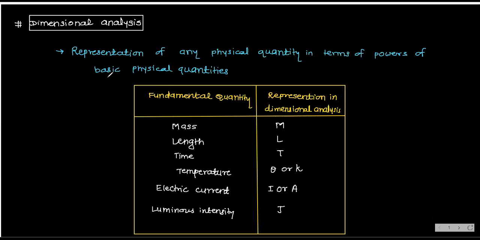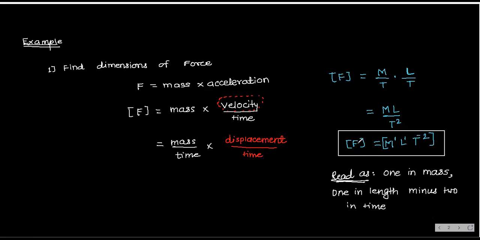Let's go back here. See, what is the definition now? Representation of any physical quantity in terms of powers of basic physical quantities. See here. Now this is a force. This force is any physical quantity. And how have I denoted this? In terms of powers of basic physical quantities. Basic physical quantities are mass, length, time, whatever I have given in that box. So 1 in mass, 1 in length, minus 2 in time. This is the representation of force, and this is what dimensional analysis is. Is that clear? Understand? Okay.